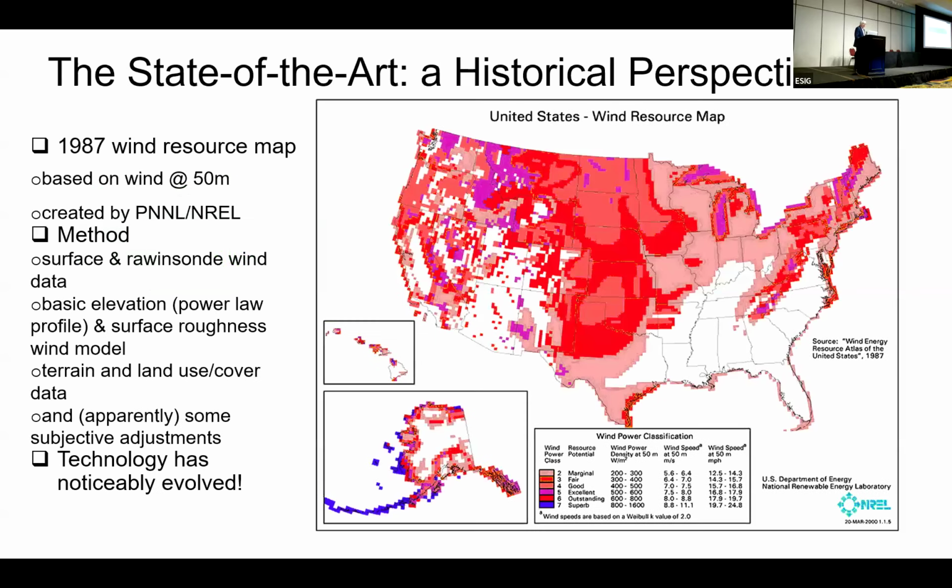So first, a little bit of history to provide a little bit of perspective. And this is a wind map from 1987 from PNNL and NREL, a 50-meter wind resource over the U.S. And this was created mostly with observations, surface and rain sound data, and then a basic elevation profile, a wind power law, if you're familiar with that, and surface roughness wind model, and terrain and land cover data, as well as some subjective adjustments. And we ended up with the wind map that you see there in 1987. So, that's where we were.